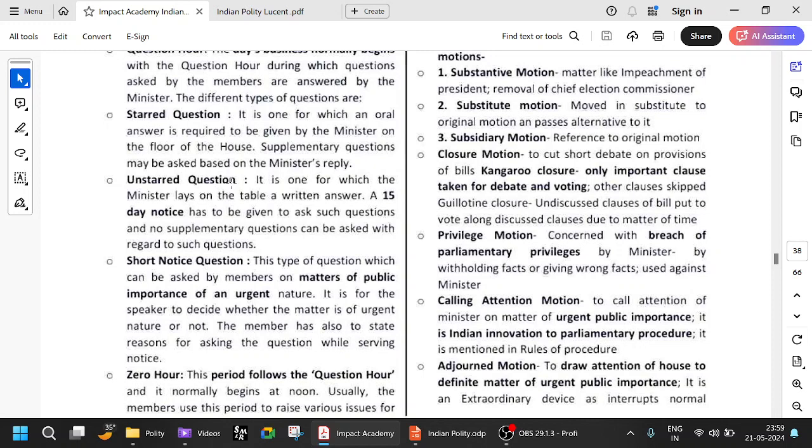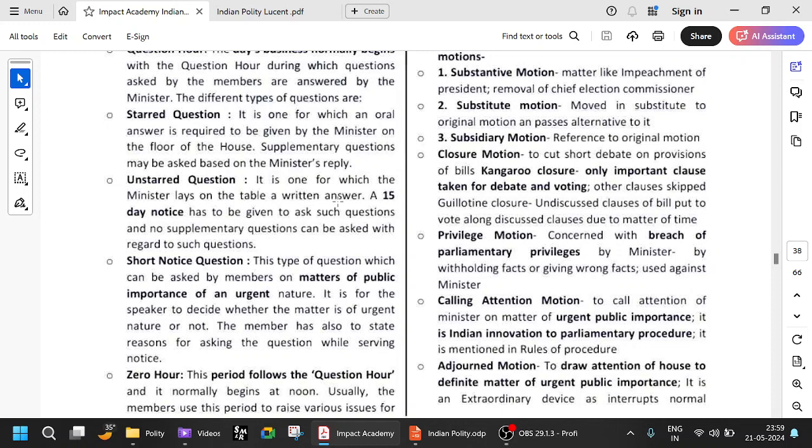So for an unstarred question, a written answer will be given and a 15-day notice has to be given to ask such questions, because the minister, according to the constitution, is not an educated person. Okay, he is just a representative of the people.